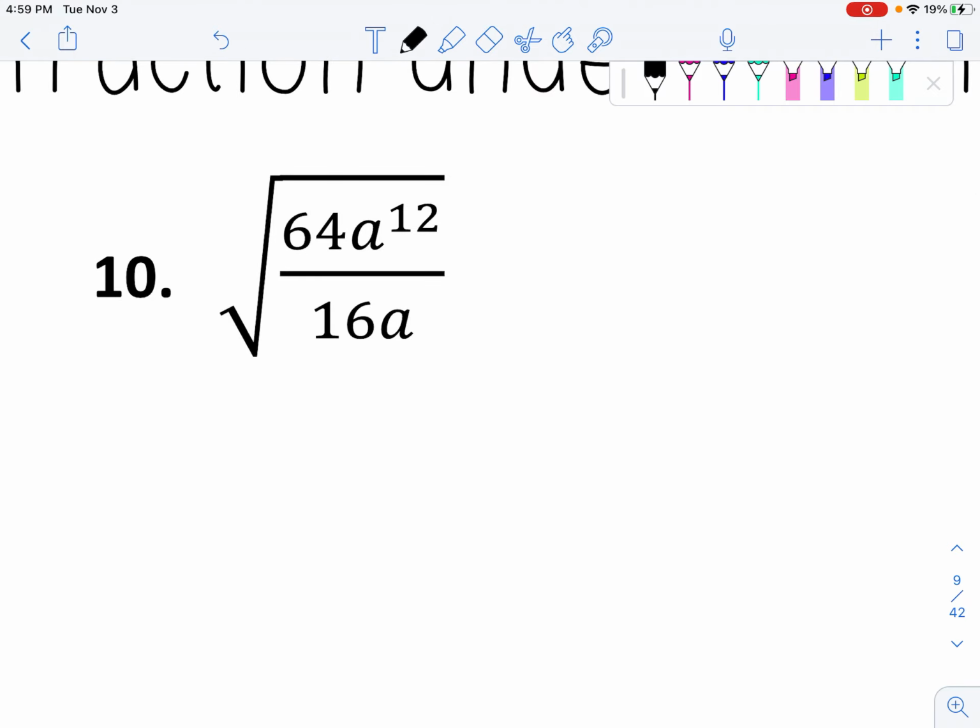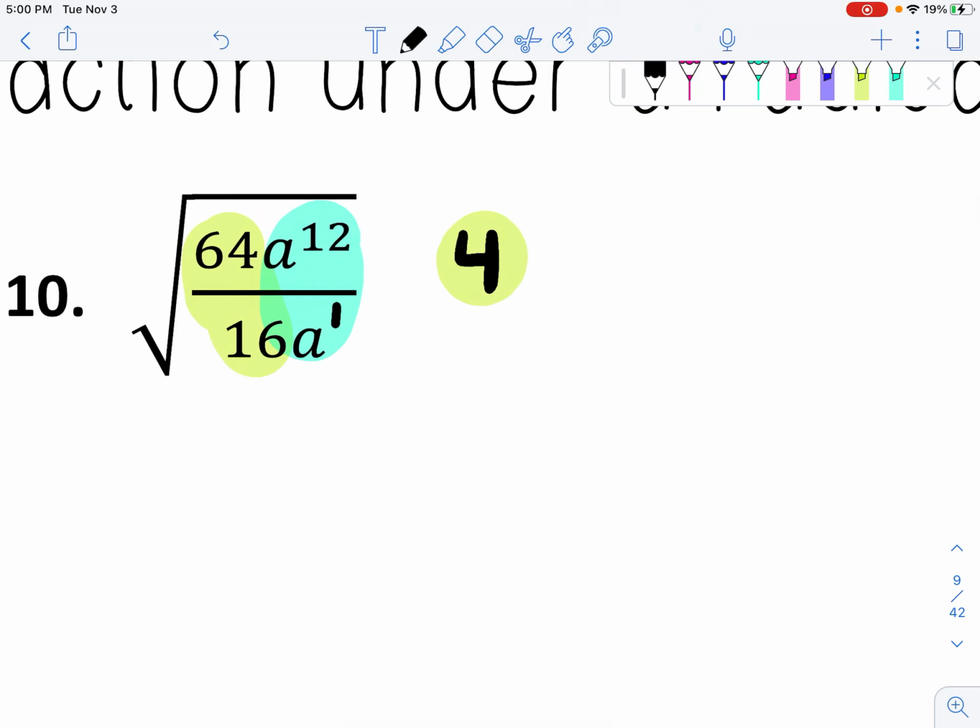Number 10, you can separate it and go through the steps like we just did, but number 10 is actually nice because I can do 64 divided by 16. 64 divided by 16 is just 4. And I can also do a squared divided by a. If you remember, when you divide, you subtract your exponents. So a to the 12th divided by a is just a to the 11th. So I don't even have a fraction anymore because I did my division.